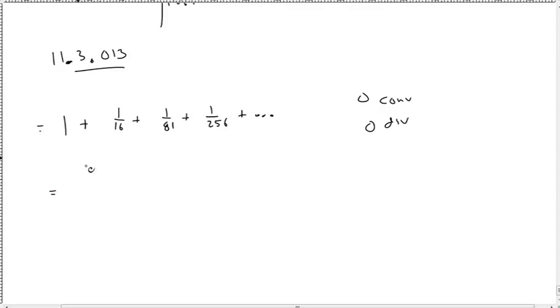What I actually want to do is rewrite this. Couldn't I say that this right here is 4 squared, 4 times 4? And no, I got a better idea. What about 2 to the 4th? 2 times 2 times 2 times 2. Is that going to work? And this is 3 to the 4th. And this is 4 to the 4th.